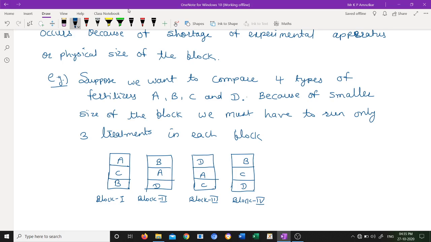So this is an example of an incomplete block design. Look here: treatment D is absent in this block, treatment C is absent here, treatment B is absent in this block, and treatment A is absent in this block. So this is not an RBD, this is an example of an incomplete block design.